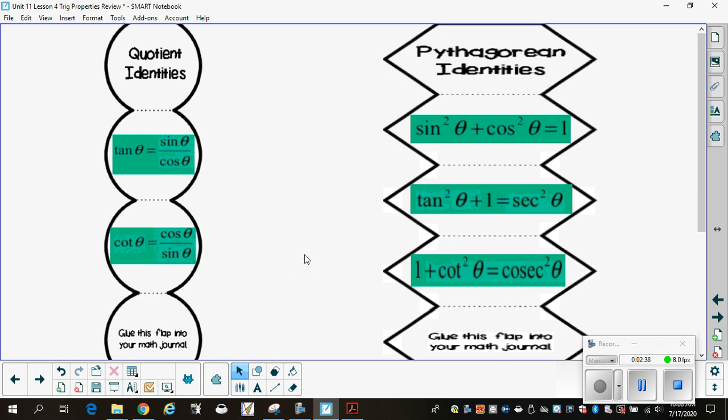Questions there? Make sure you ask. These are just the identities. You need to know them. You have to know this one, and you must be able to derive the second two.